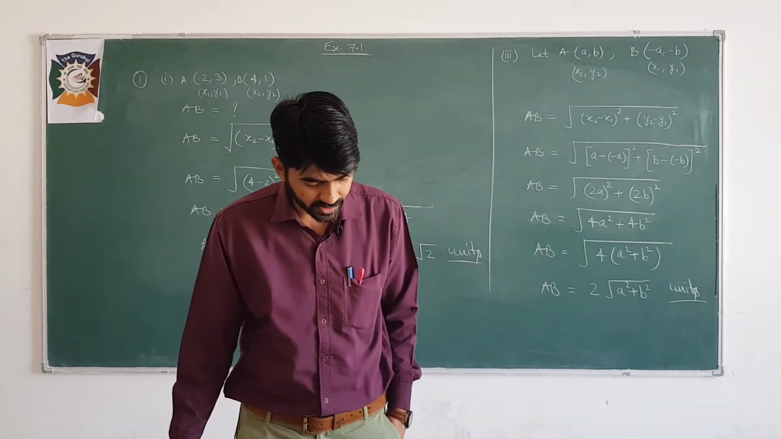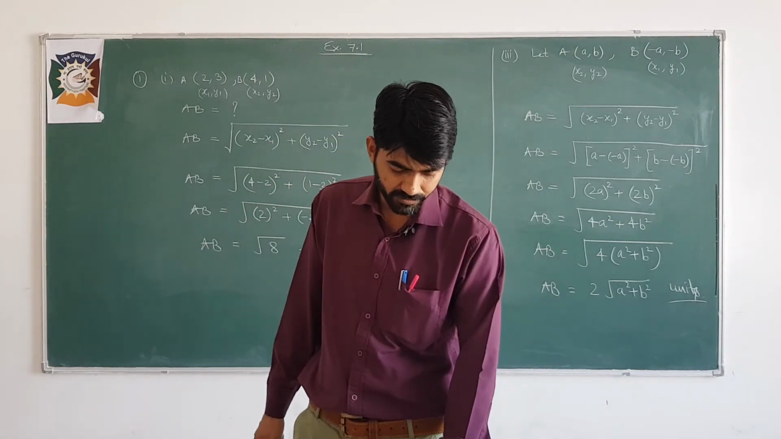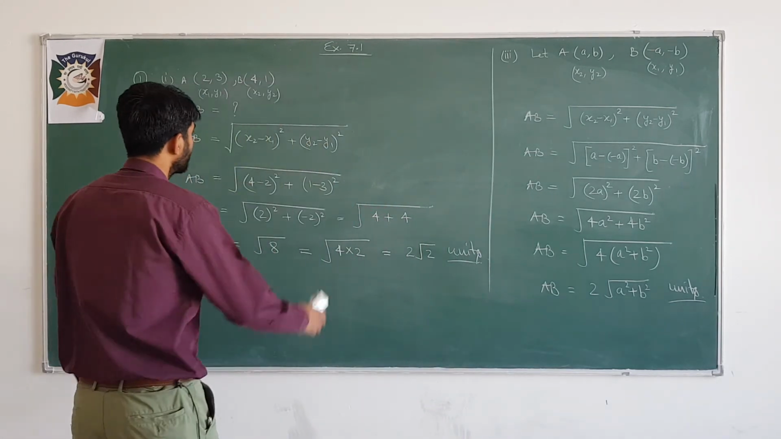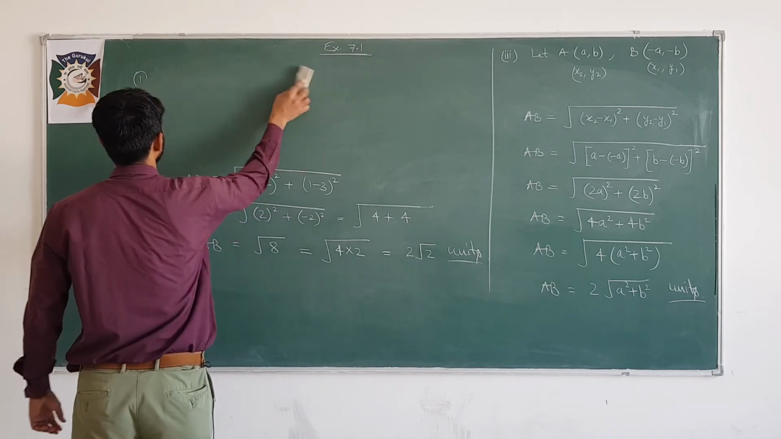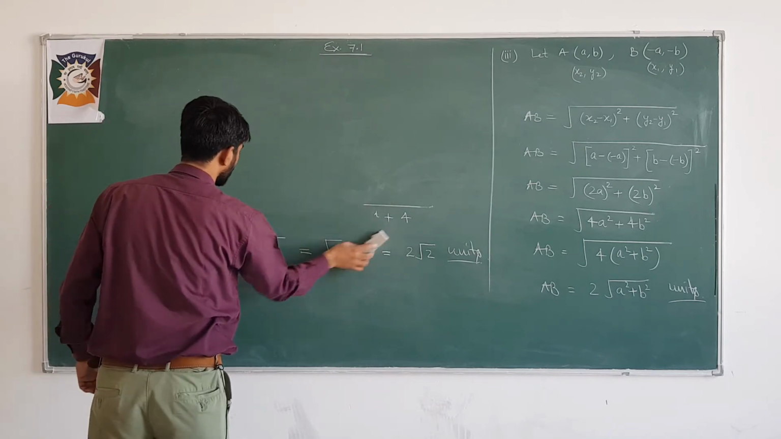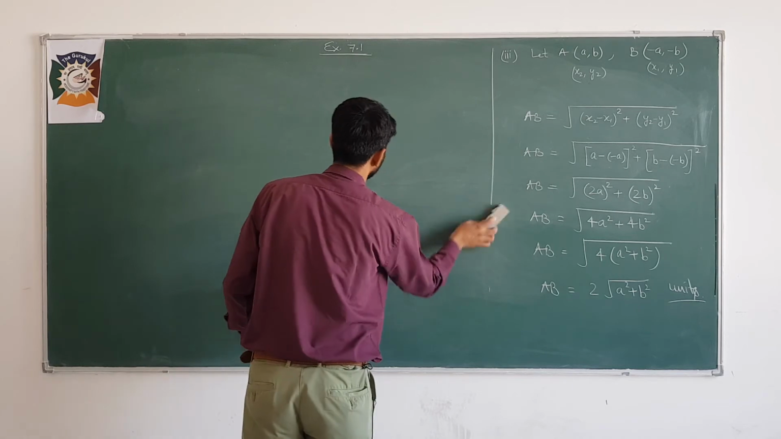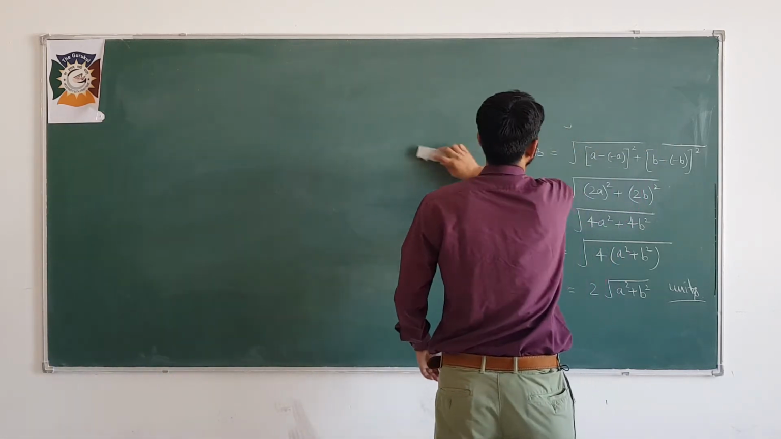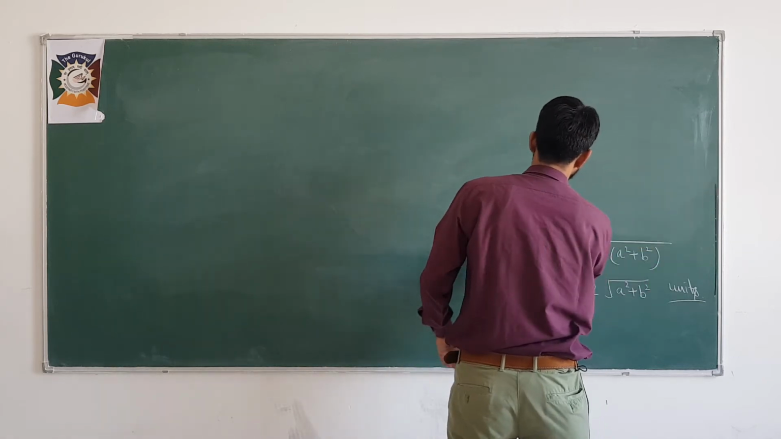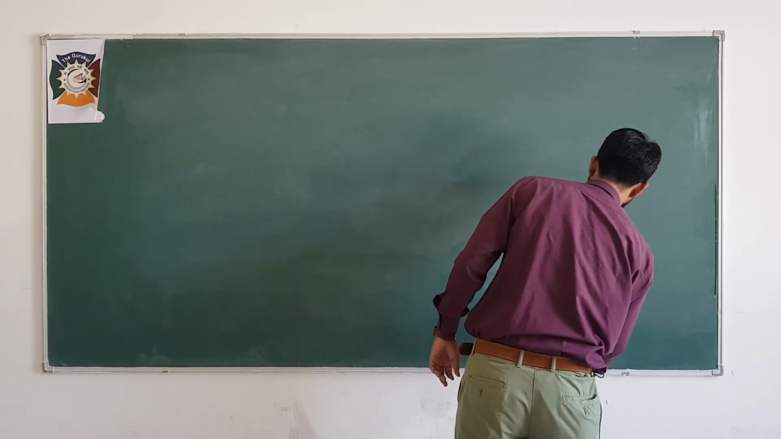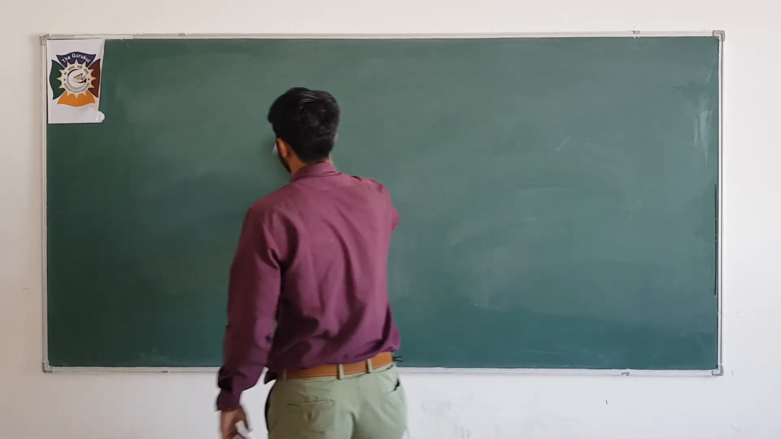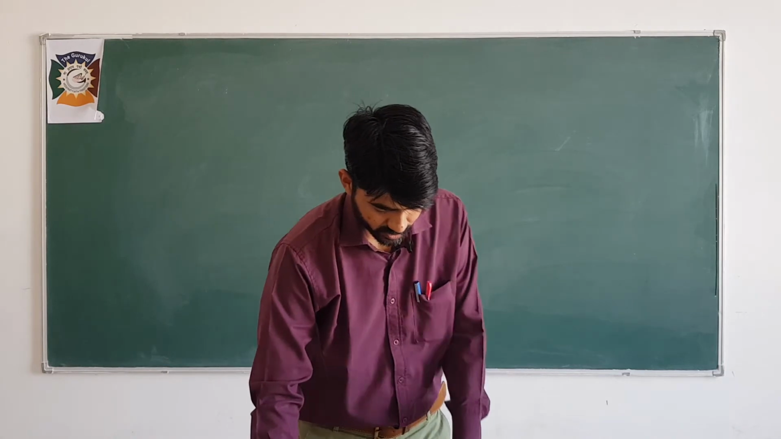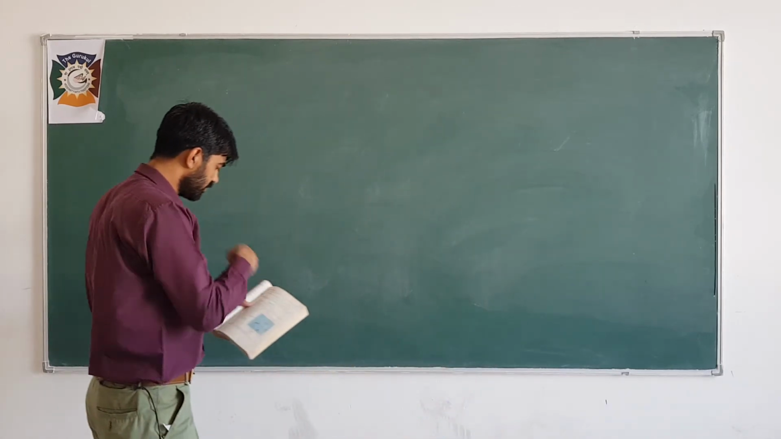Then third is determine if the points 1, 5, 2, 3 and minus 2, minus 11 are collinear. We have to check whether the given points are collinear or not. Okay, for that we will do one thing. We will check the distance of these points and then we'll decide whether they are collinear or not. Question number 3.